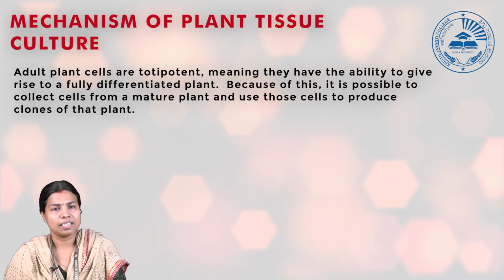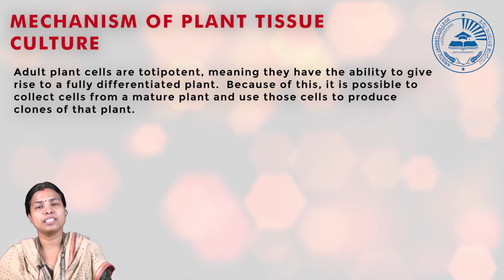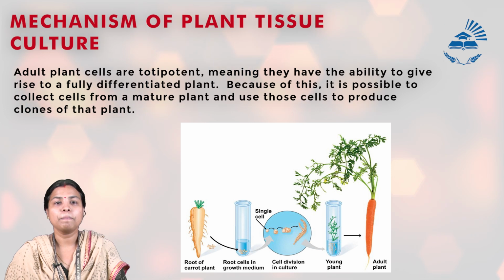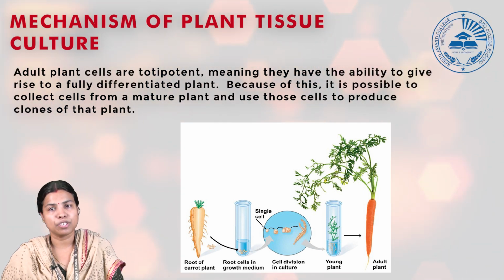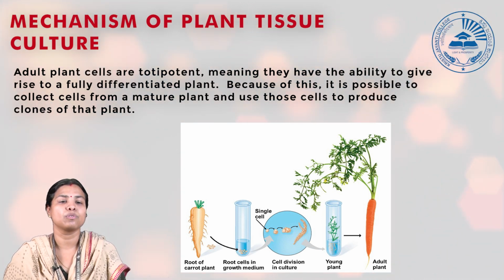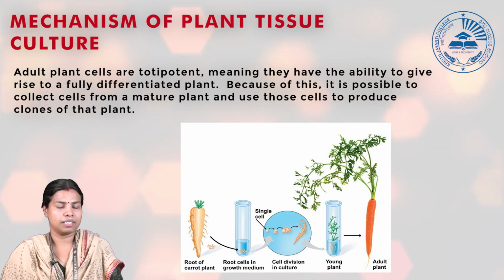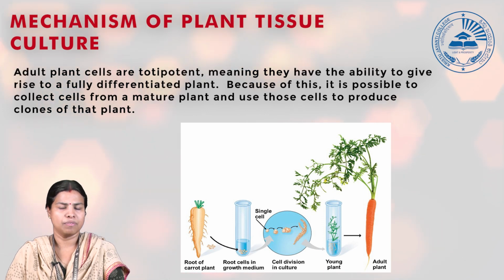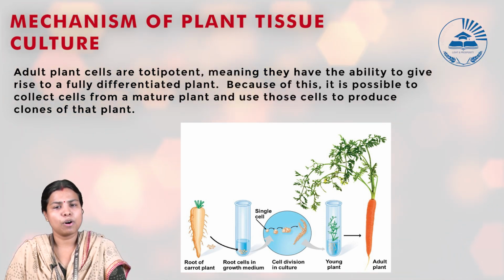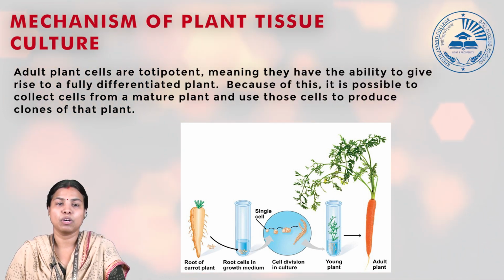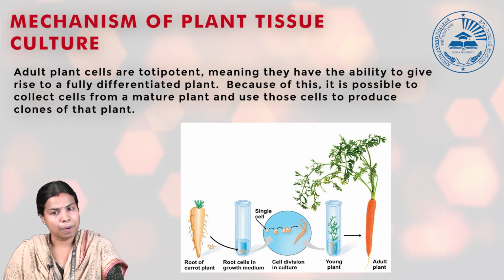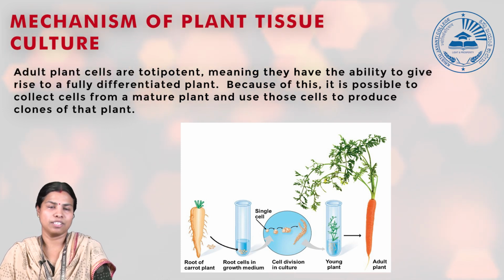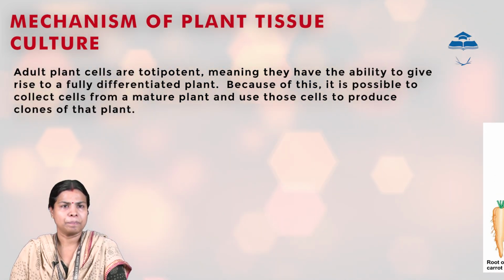How does the mechanism of plant tissue culture go on? Adult plant cells are totipotent, meaning they have the ability to give rise to the fully differentiated plant. Because of this nature, it is possible to collect cells from a mature plant and use those cells to produce clones of the plant. Say for example, if you are taking the root of carrot, what happens? The single cell has totipotency, which means it is able to divide. So a clump of undifferentiated mass, which we call callus, will multiply. From the callus, the shoot and root will develop. This is how the mechanism of plant tissue culture usually happens in the technique.